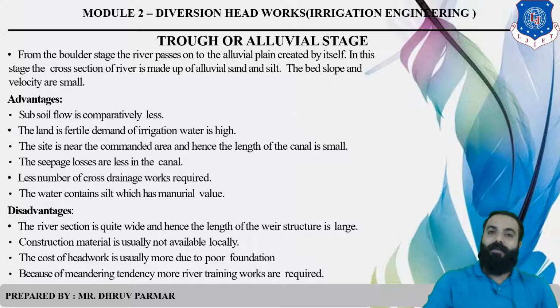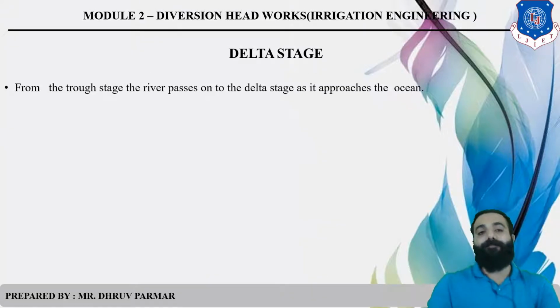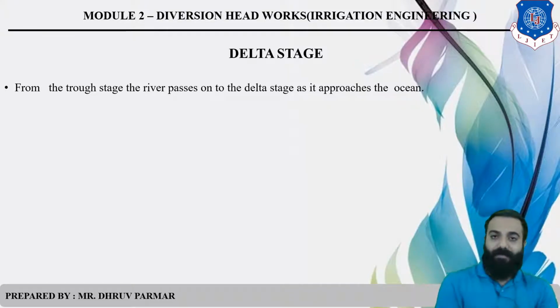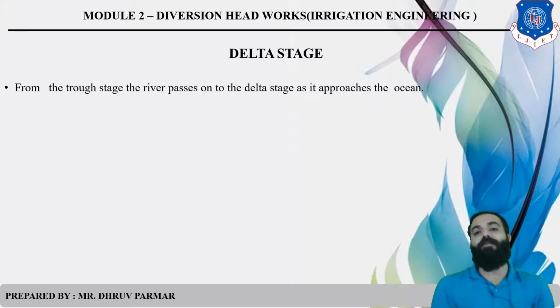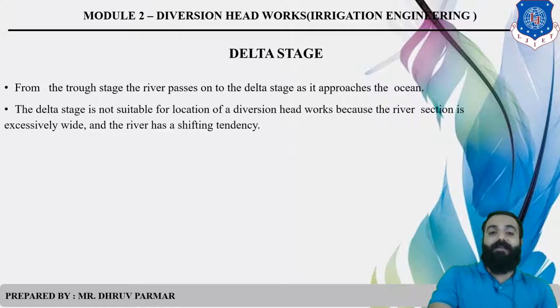So there are two stages where we will construct a diversion headwork. Then the delta stage. Clear? In the delta stage, the river passes through the delta. This is the last stage. Clear? The river comes from the alluvial stage, then passes to the delta stage, and it directly meets the ocean. The width is very high, like the Mahisagar. And when the river meets the ocean, that stage is called the delta stage.